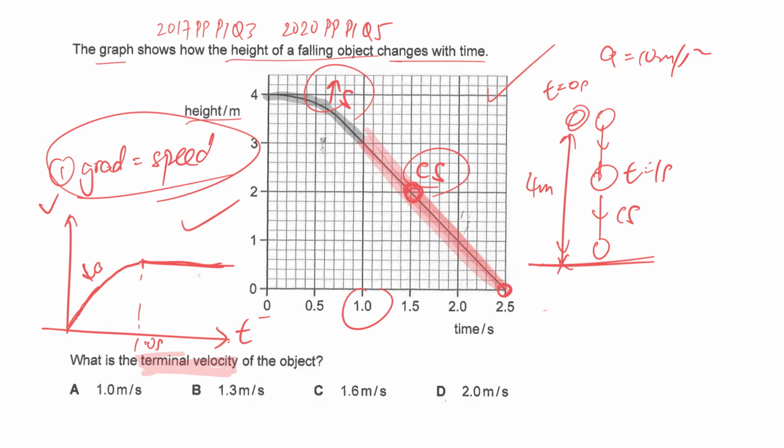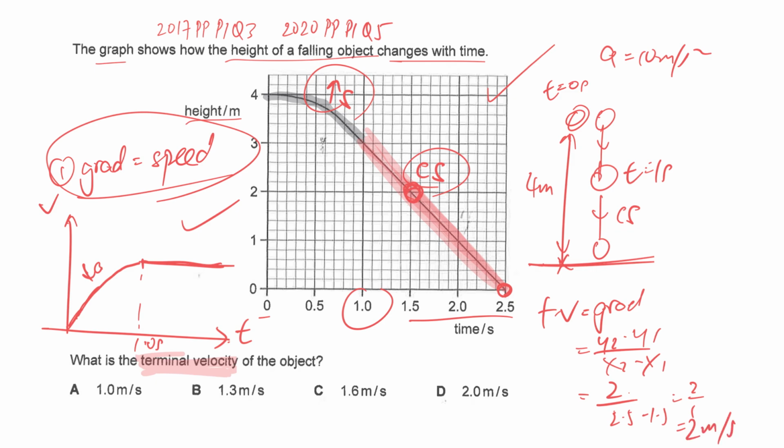So the terminal velocity, which is the gradient, is y2 minus y1 over x2 minus x1. It will be 2 divided by the time interval, which is 2.5 minus 1.5, so 2 over 1, which is 2 meters per second. That will be the terminal velocity. So the answer will be D.